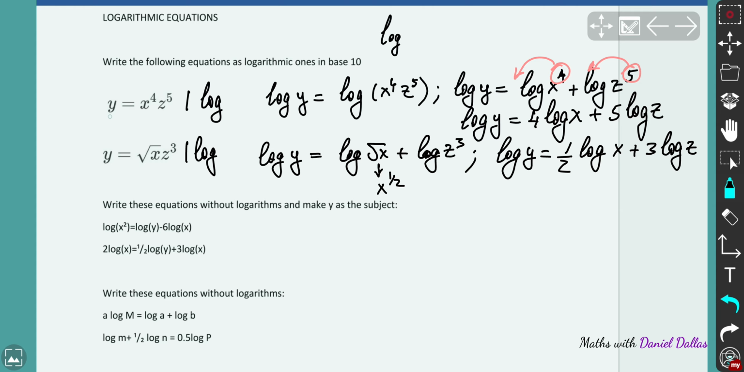All right, let's consider the next questions. We need to write this equation without logs and make y the subject. Okay, let's have a look at the first one. We have log x squared equals log y minus 6 log x.